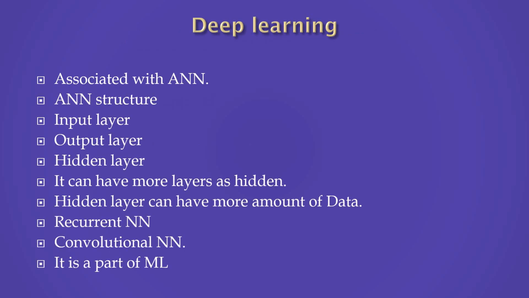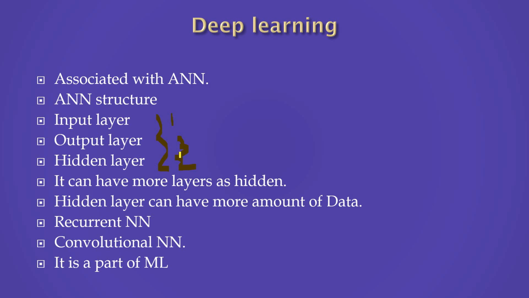Okay, and the next one is deep learning. So what is deep learning? Deep learning is associated with artificial neural networks. How will this artificial neural network structure be? The structure of the artificial neural network is made up of three different layers. One is the input layer, the middle one is the hidden layer, and the last one is the output layer. So the input layer is the first layer, then the hidden layer, and the third one is the output layer.